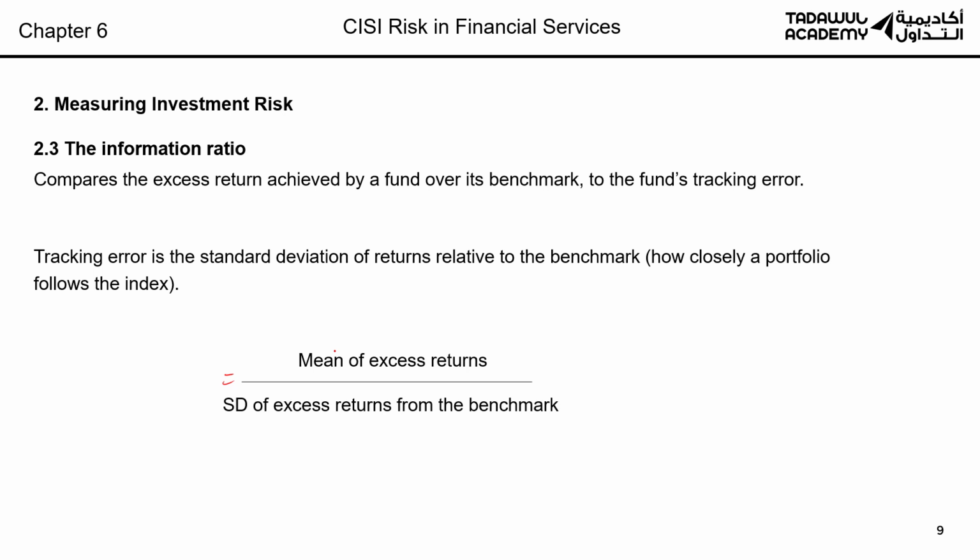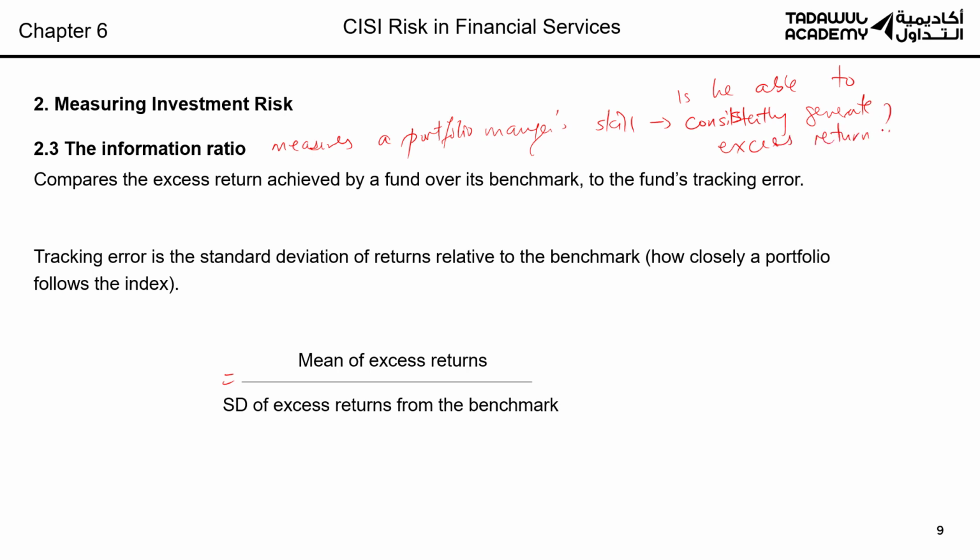Simply put, the information ratio measures a portfolio manager's skill. Is he able to consistently, that means over and over again, generate excess returns? Is he able to consistently beat the benchmark? If he can only beat the benchmark one year, it doesn't mean he has skill. That's luck. But if he is consistently beating the benchmark, then this fund manager has skill.